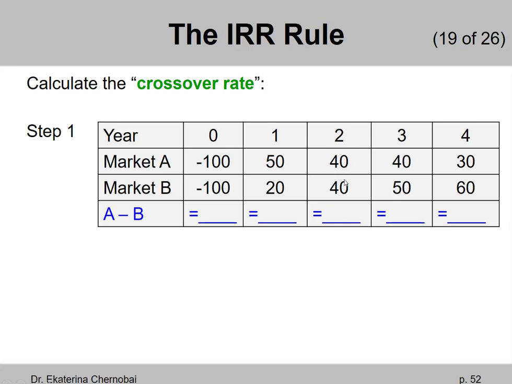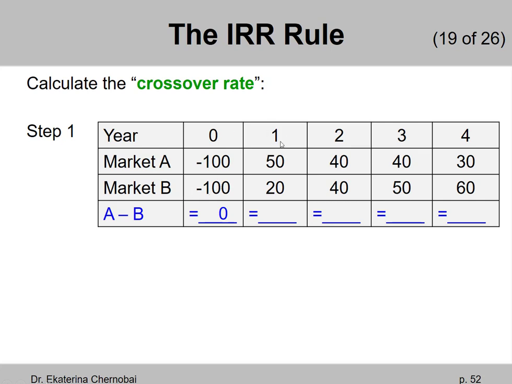So let's go back to the information that was given to us. To find the crossover rate, 1 year at a time, you compute the difference between the cash flows. So for year 0, the initial investment for A is minus 100, and it's also minus 100 for project B. What's the difference between the two amounts? It's $0. They're the same.